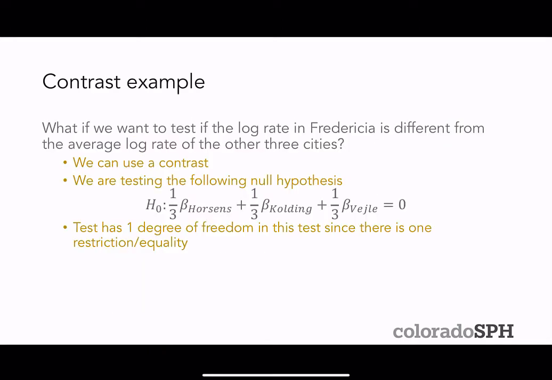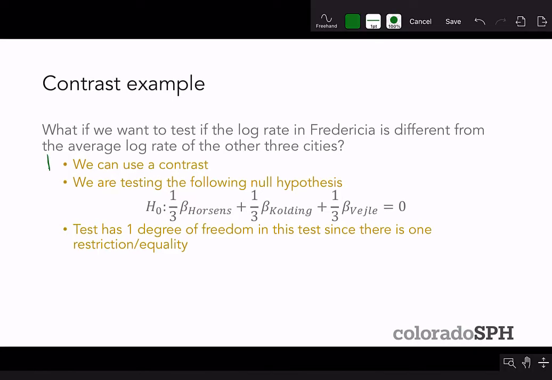So finally, I'm going to go through an example of a contrast. Contrasts can be used when you want to test more complicated hypotheses than those that are automatically returned by the output of the model. In this case, suppose we want to test if the log rate in Frederica is different from the average log rate in the other 3 cities. Basically saying, is there a difference in log rate comparing Frederica to the average of the other cities? We can use a contrast statement to do that, when we're testing the following null hypothesis.